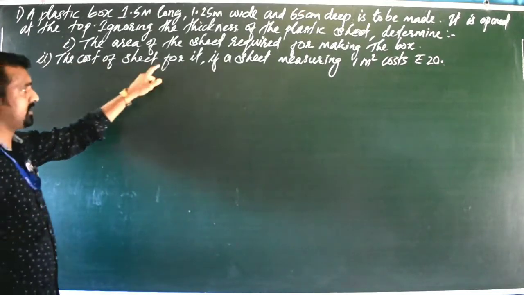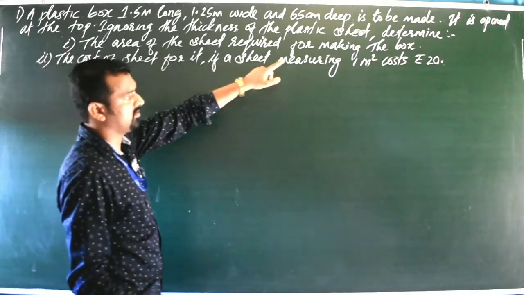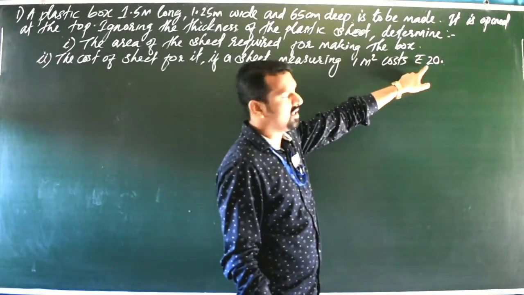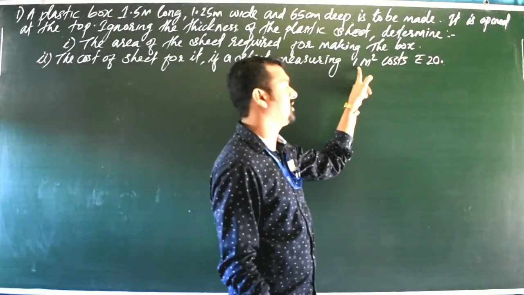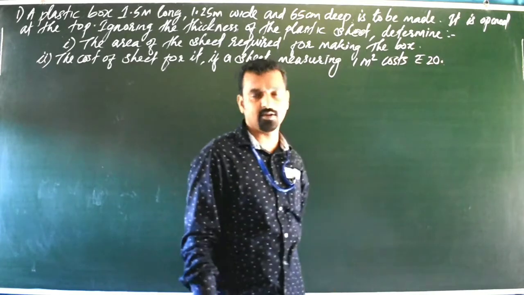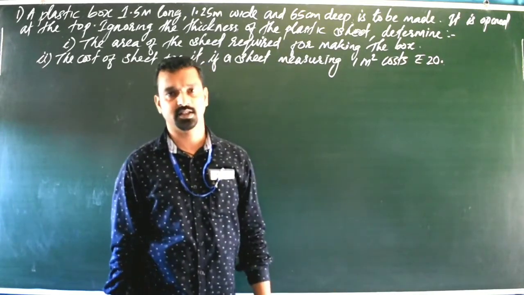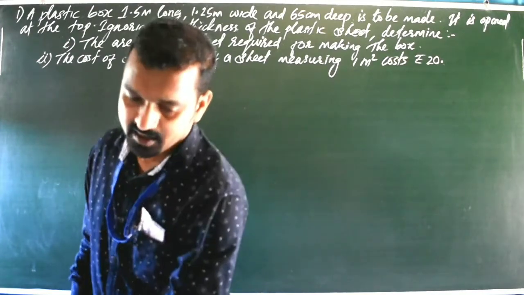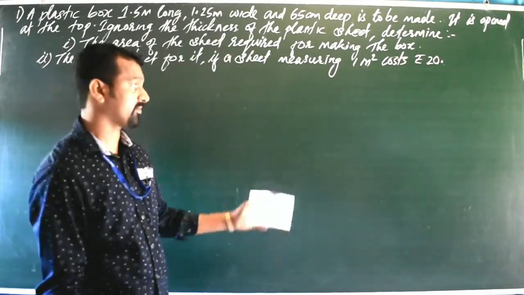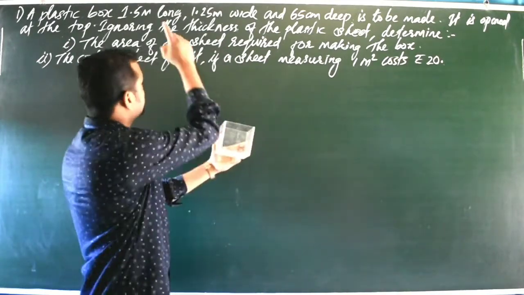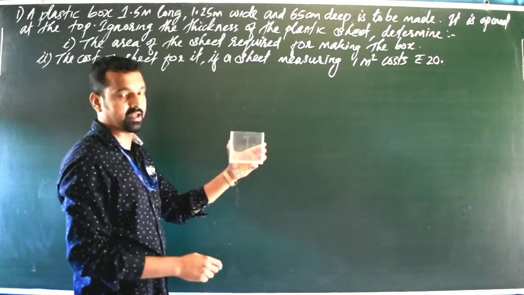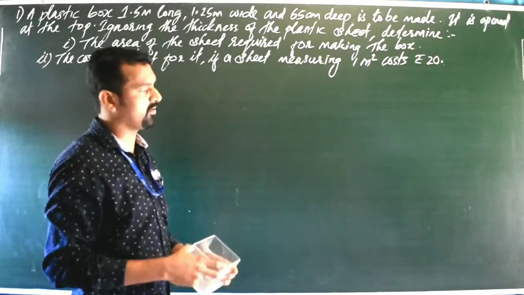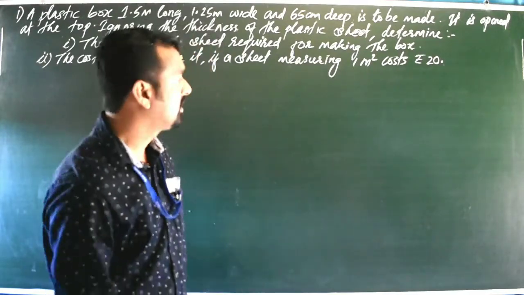The cost of sheet for it, if a sheet measuring 1 meter square costs rupees 20. If the cost of 1 meter square sheet is rupees 20, then what will be the total cost of the sheet for making that box? That is the question. Now see, this box is in the form of a cuboid, its length, breadth and height are given there, and it is opened at the top. Okay, first we have to draw a figure.